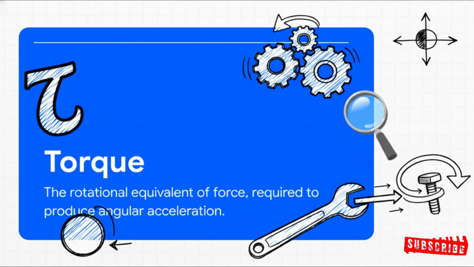Next up for your notes is torque, symbolized by the Greek letter tau. Just as force is required to produce linear acceleration, torque is the rotational equivalent of force, required to produce angular acceleration. Put simply, you can't make an object start spinning without applying torque.